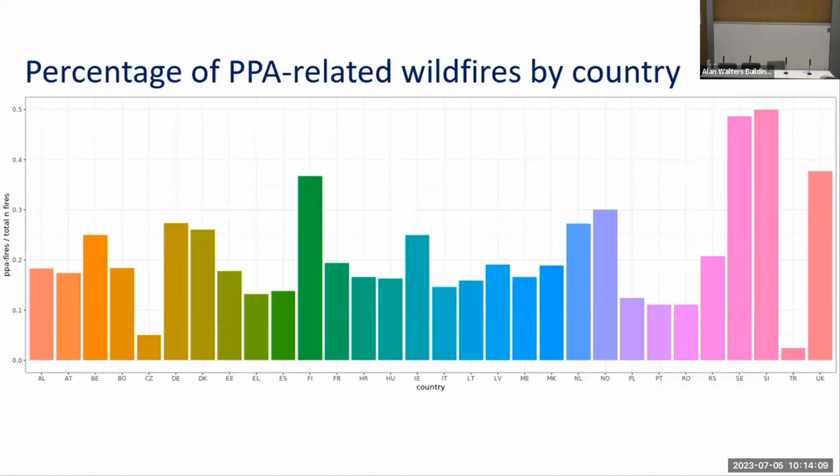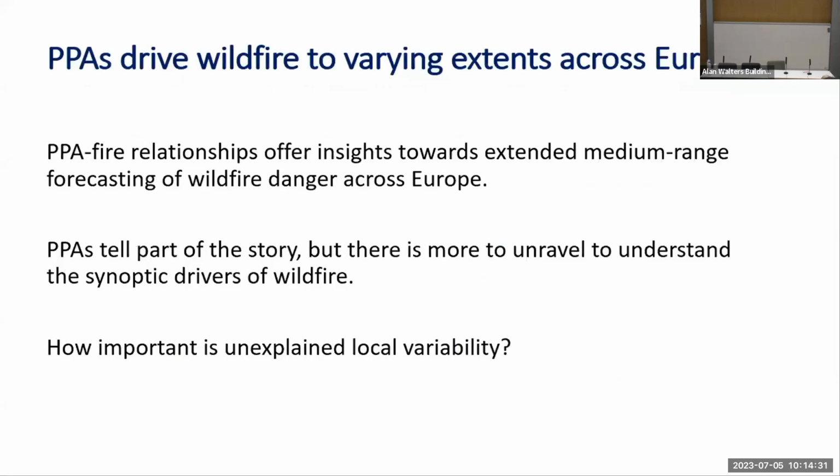So the percentage of PPA related wildfires by country is generally between 10 and 40%. So given the complexity of human-driven fires in Europe, I think that is a significant percentage contribution of PPA fires to understanding wildfire danger. And that offers some insights towards beginning to think about extending medium-range forecasting of wildfire danger across Europe, especially across large regions where multiple countries are involved.